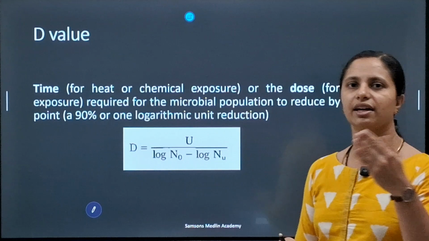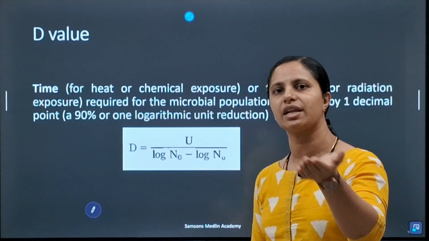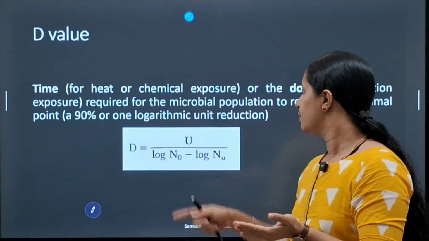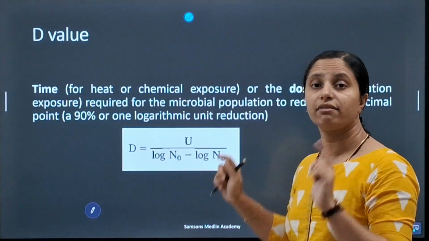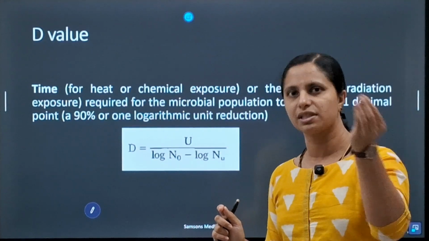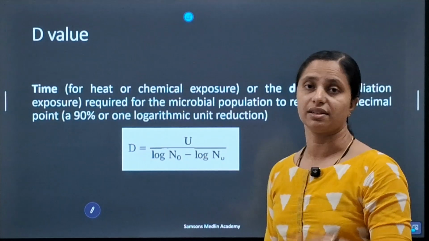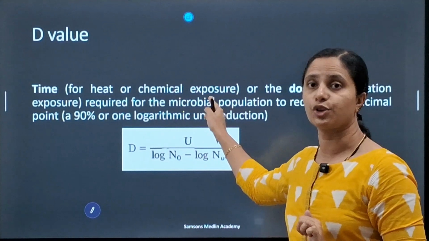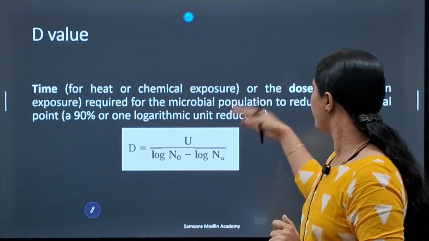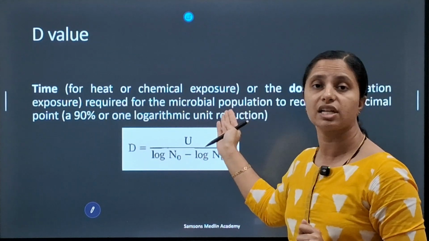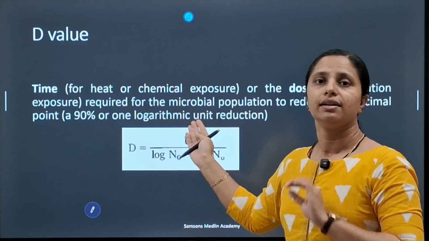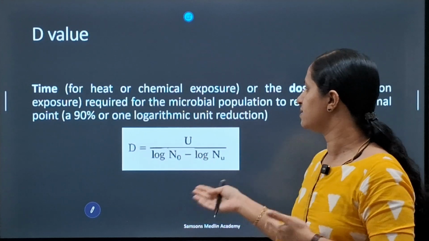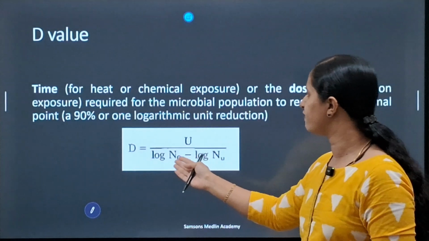That is, initially if there is 100% microbial population and the time required to reduce by 1 decimal point, that is, initially there was 100%, now only 10%, 90% is lost. So that much time required in the case of heat or chemical sterilization. And if it is in the case of radiation sterilization, the dose of radiation required for the same thing to happen. This is D value and this is the formula for D value.